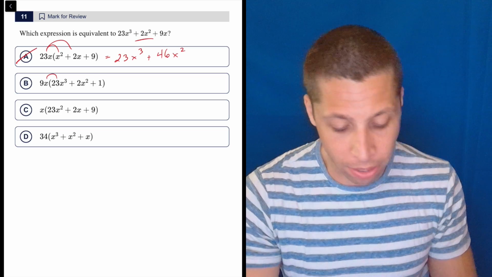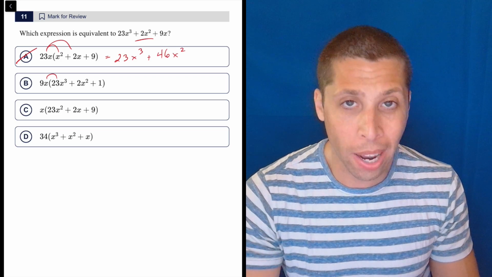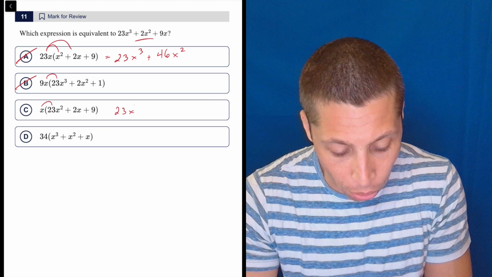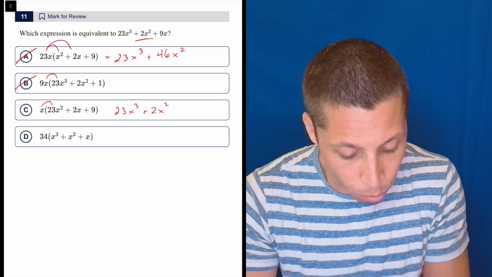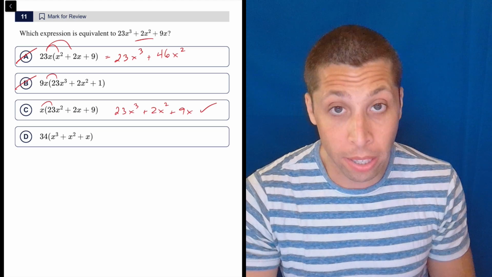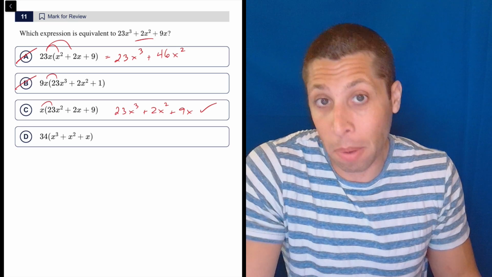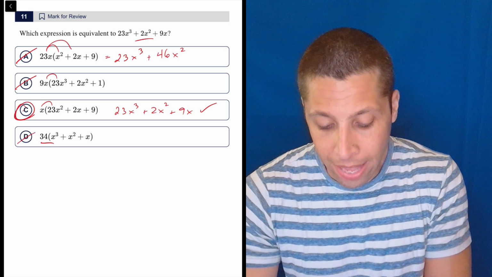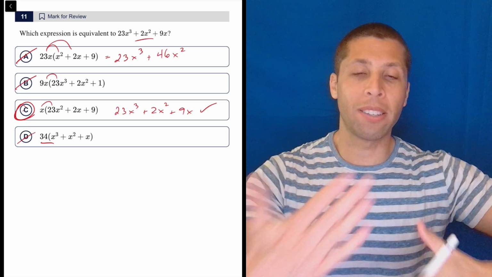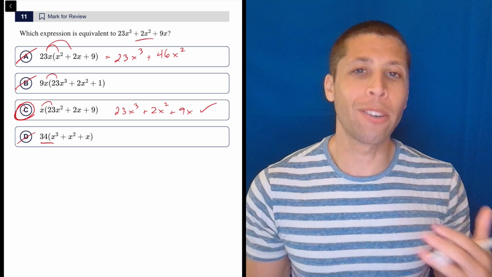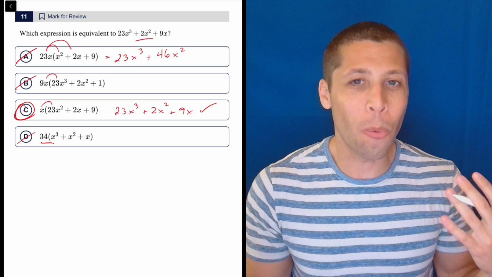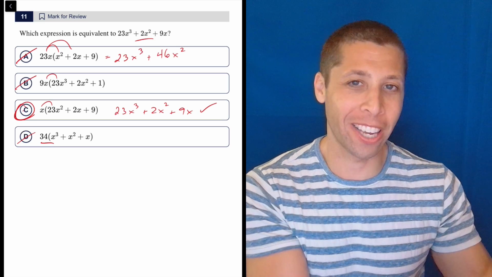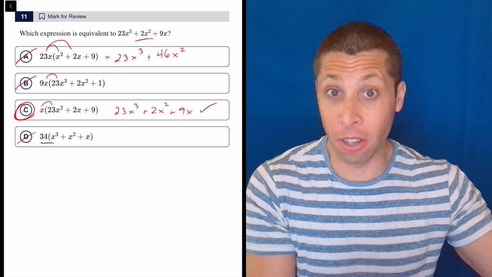Right away, I can tell this is going to give me an x to the fourth. Why am I multiplying by 9? This is terrible. This is going to give me 23x to the third plus 2x squared plus 9x. So that looks good. And I would look at D just to make sure, maybe I made a mistake. But right away, 34x to the third, that's not going to make any sense. So that's it. So I'm definitely doing this in more of a guess and check way, not because I don't know how to factor, because why? Why do division when multiplication is so much easier to think about and to do?